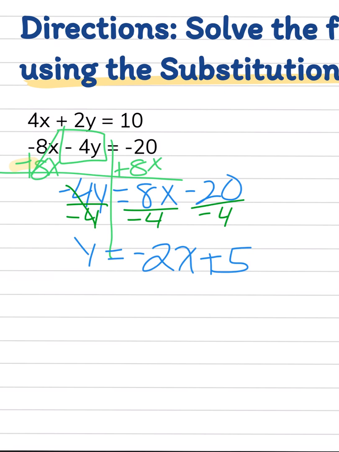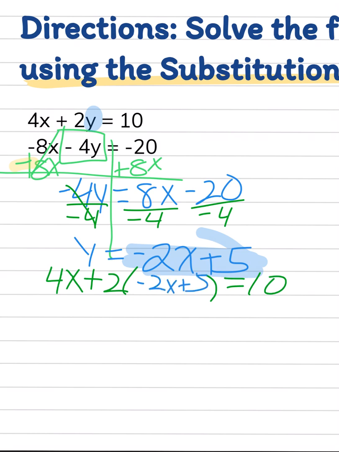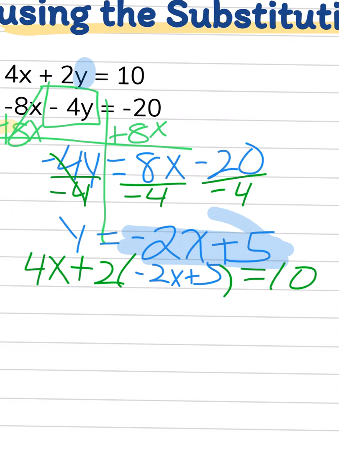We're going to go to that top equation. Everywhere there is a y, so only one spot, there's going to be all of that. So we have 4x plus 2 equals 10. We're going to plug in that negative 2x plus 5. Distribute. 4x drops. What is 2 times negative 2x? 2 times 5. Good. Equals 10.